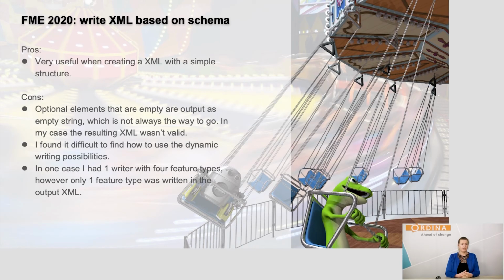FME 2020 also had a new XML writer based on a schema, and it's very useful when creating an XML with a simple structure. I did find it difficult to find how to use the dynamic writing possibilities. And optional elements were output as empty strings. And in some cases, that means the XML isn't valid. So that wasn't always the correct way to go. And in one case, I had a writer with 4 feature types, and I wanted to create an XML with those 4 feature types, but only 1 feature type was written. So maybe I need to do some more experimenting.